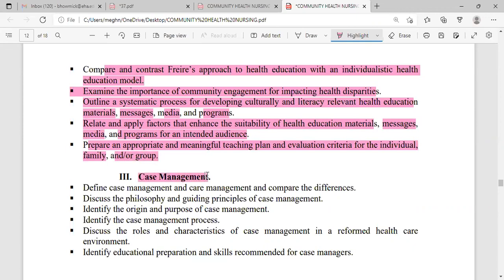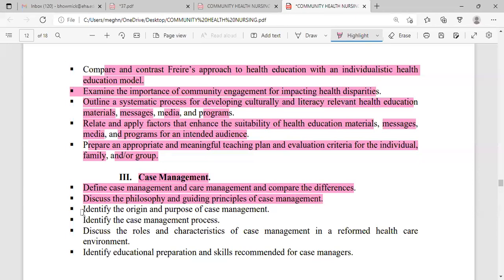The case management section. So, define case management and care management, and compare the difference between case management and care management. Discuss the philosophy and guiding principles of case management.